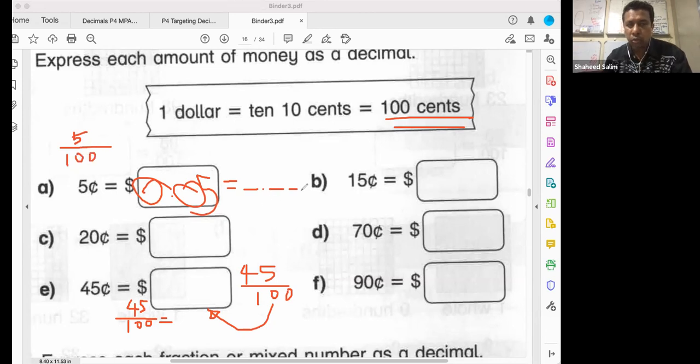2 zeros, 2 blanks. There's not even $1, so this is 0. Put the 5 in the last blank. And then here, fill up easier.